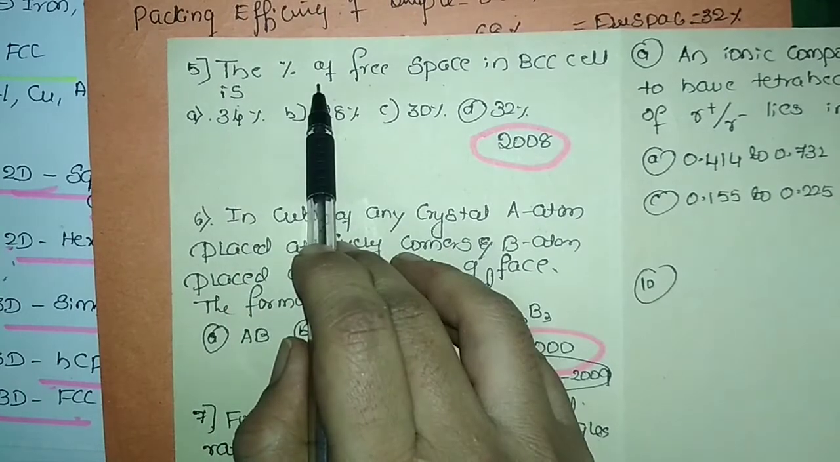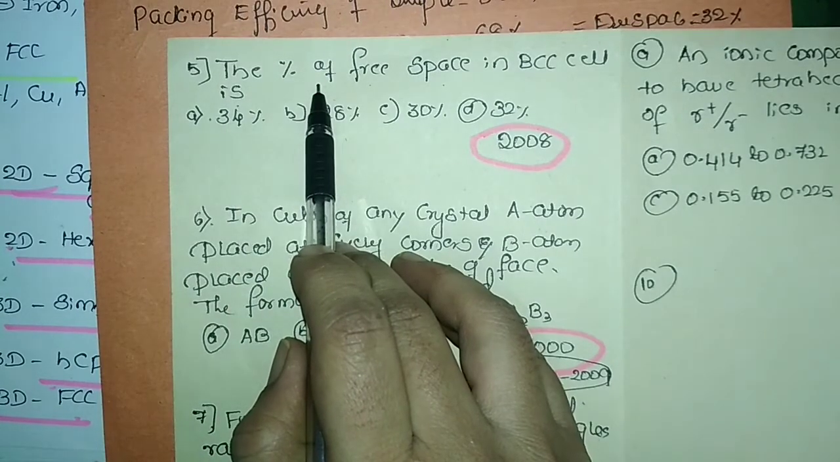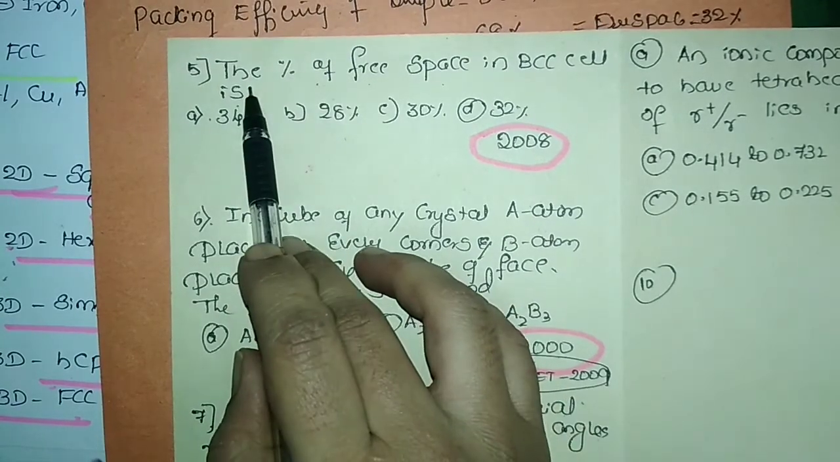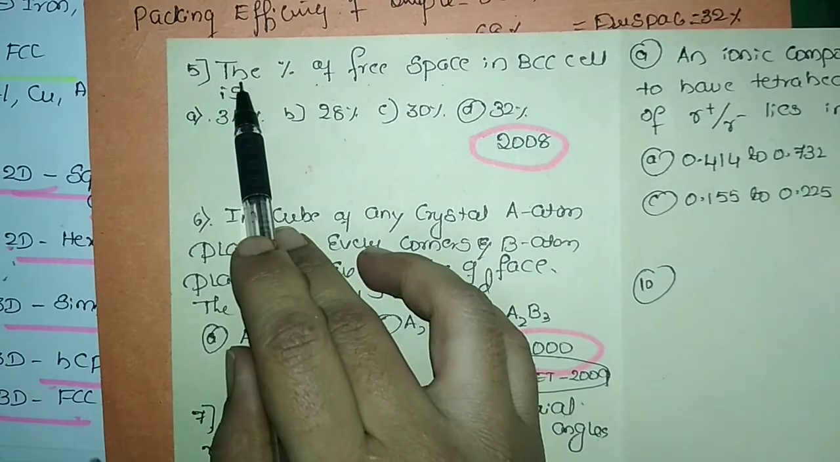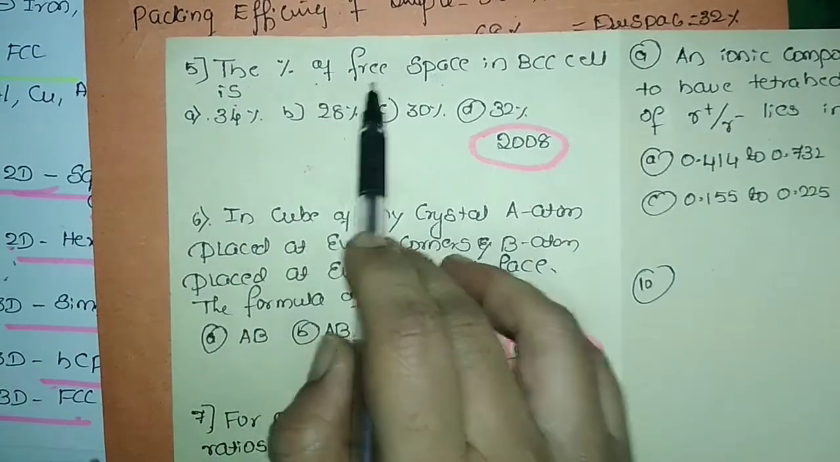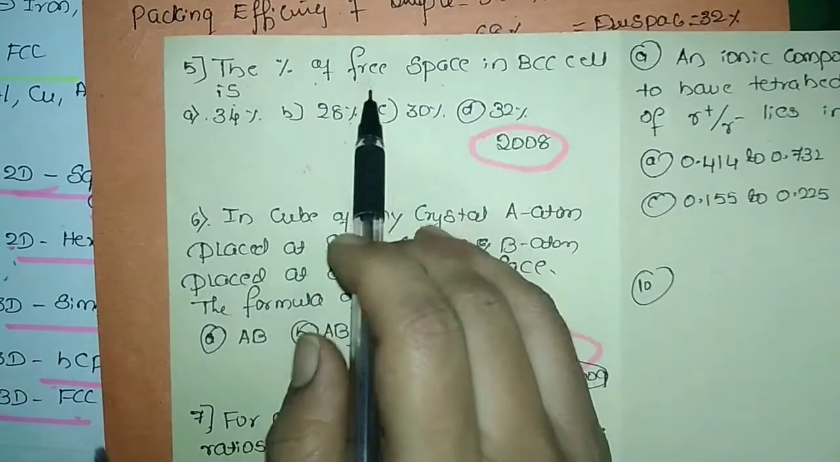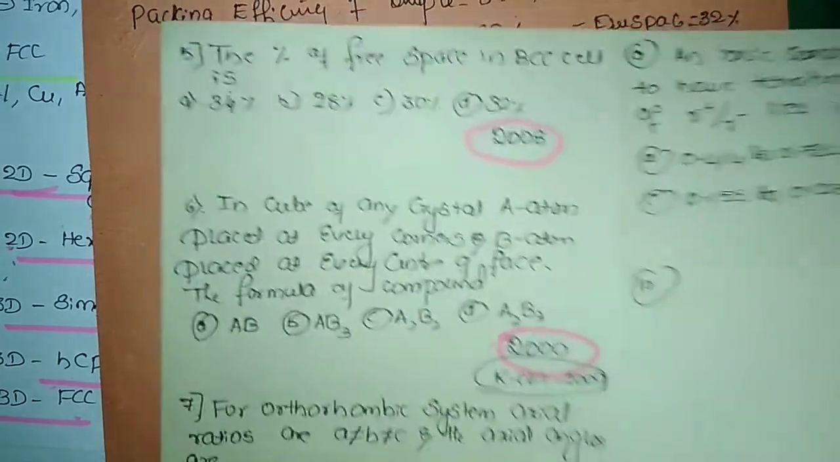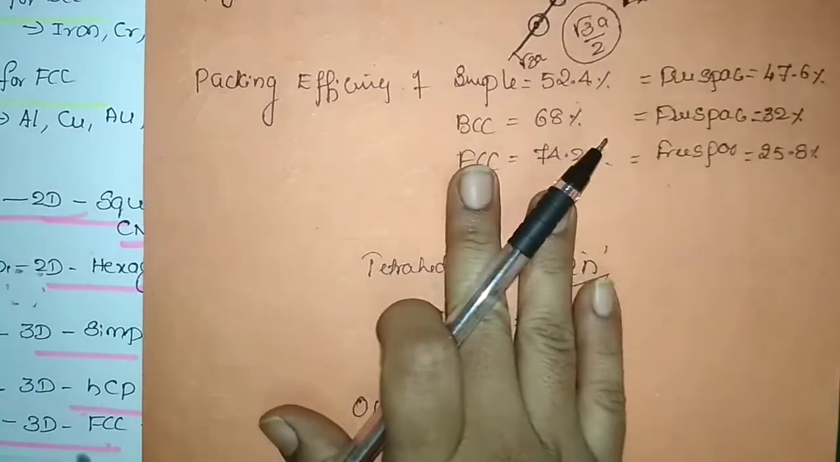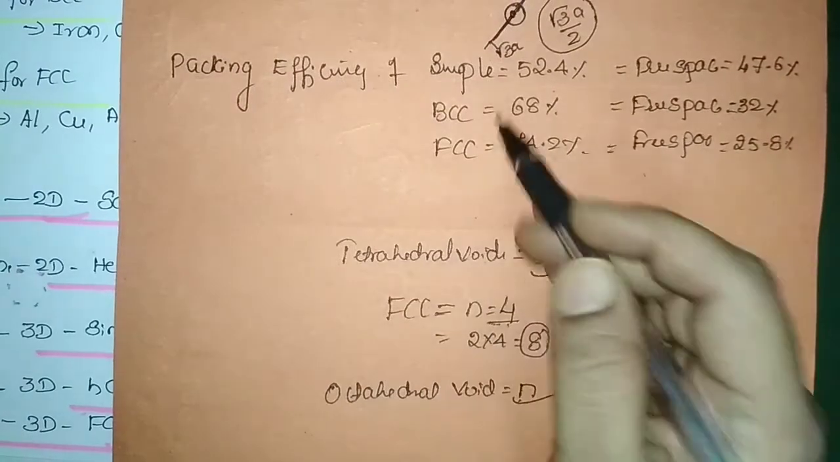So this is a question based on packing efficiency. The direct question is: the percentage of free space in a BCC cell is. They are asking for the free space. So we know the value of packing efficiency for three types of cubic unit cell.